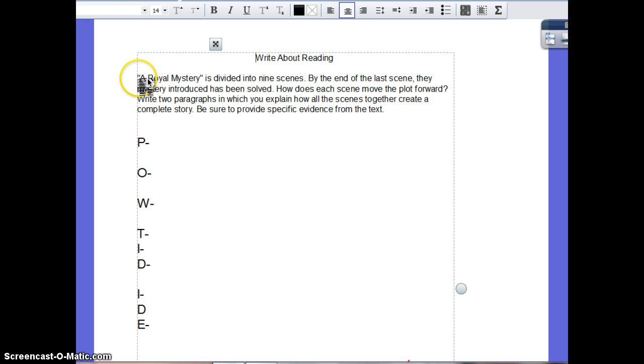On page 65 you see this prompt. It says, a royal mystery is divided into 9 scenes. By the end of the last scene, the mystery introduced has been solved. How does each scene move the plot forward? Write 2 paragraphs in which you explain how all the scenes together create a complete story. Be sure to provide specific evidence from the text.